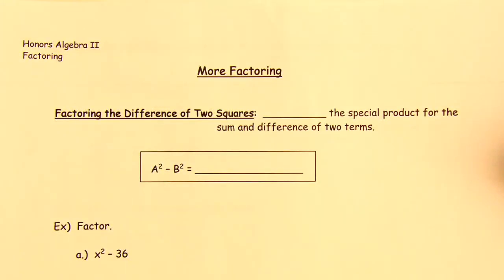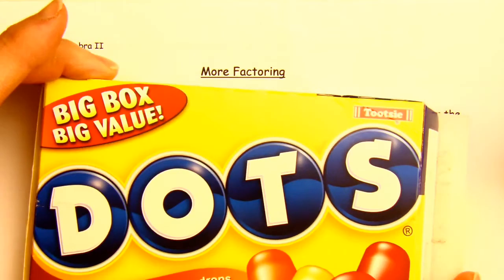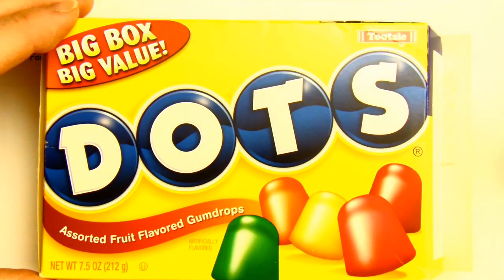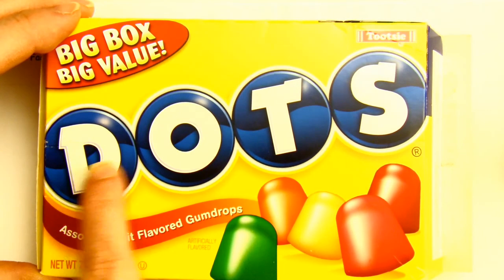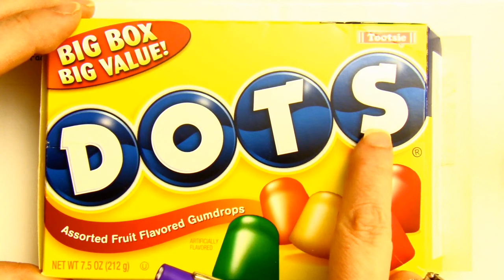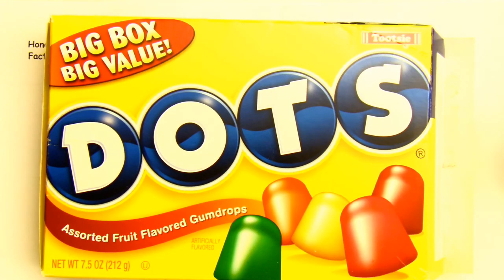All right, we're continuing our factoring. Here we're going to be factoring the difference of two squares. And when I think of the difference of two squares, I think of dots. So maybe you're familiar with this kind of candy, dots. Difference of two squares. Okay, only dots will factor.